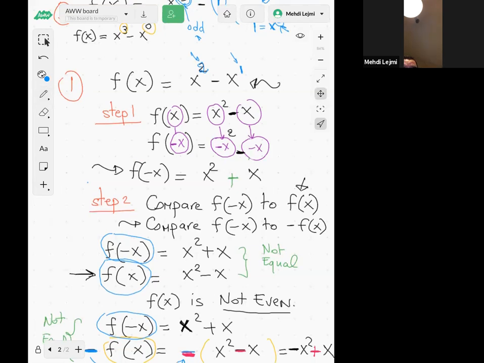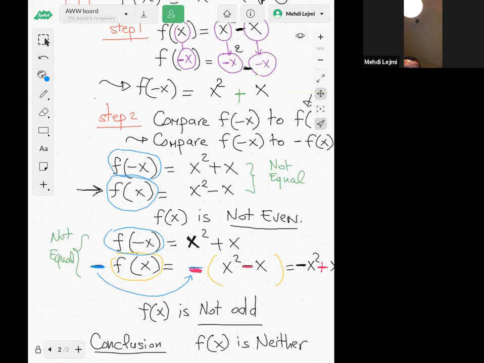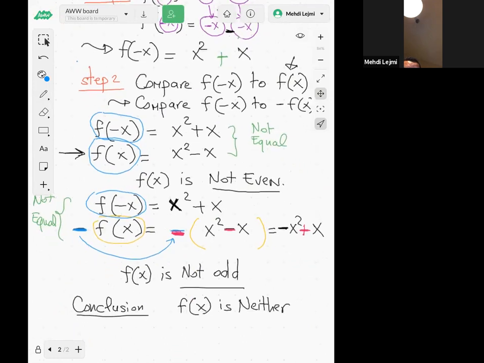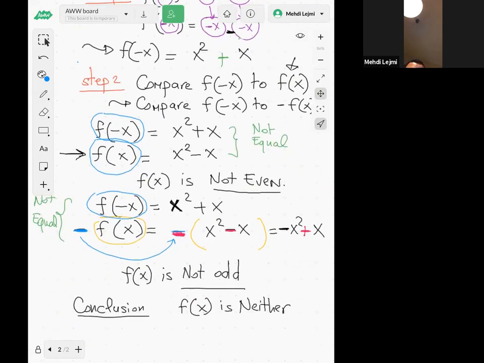But in the test or in the homework, guys, you have to do all these steps. Okay, you have to justify your answer.